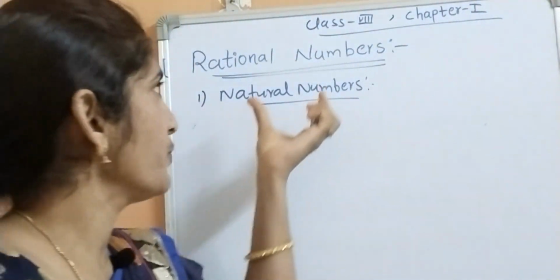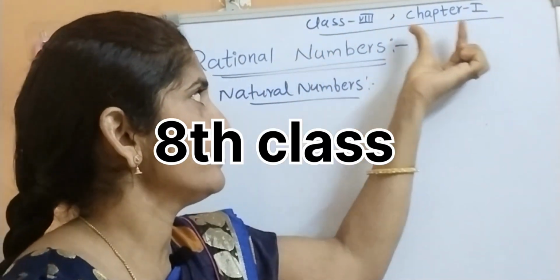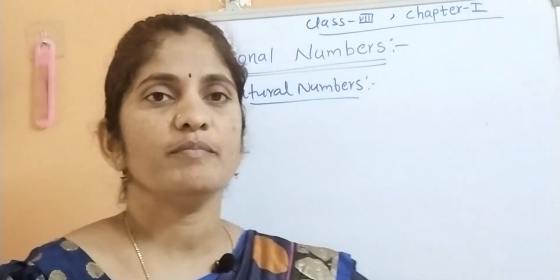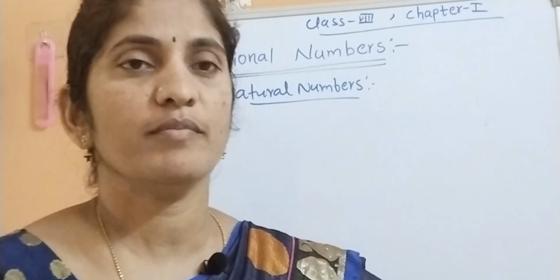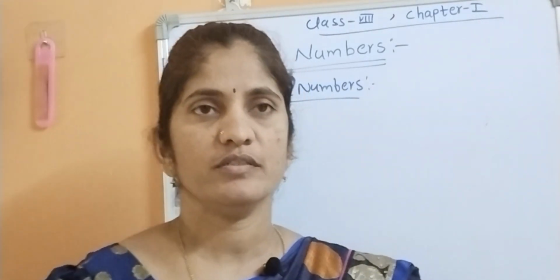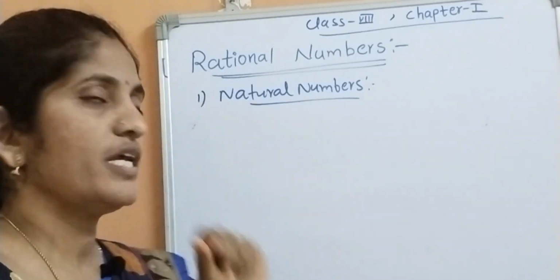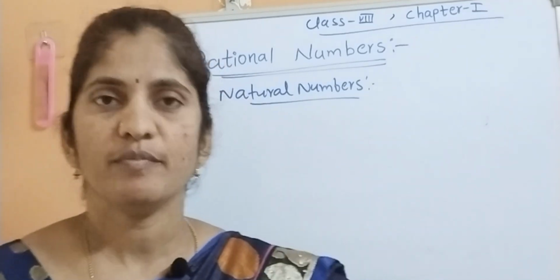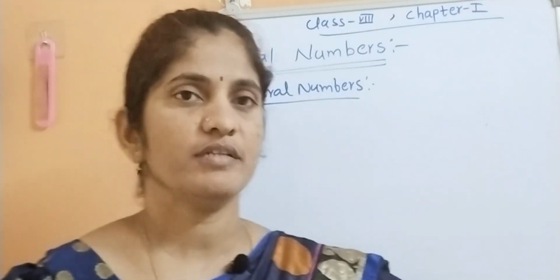In today's class we are going to discuss class 8's chapter 1, rational numbers. Before going to learn rational numbers, we are going to learn number systems. So first one is natural numbers. Tell me, what are natural numbers? Counting numbers are called natural numbers.